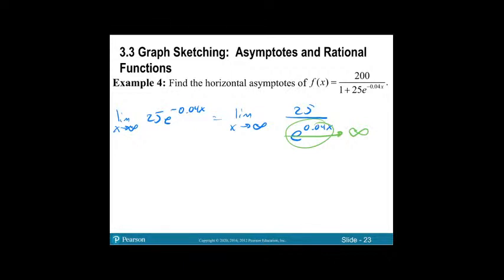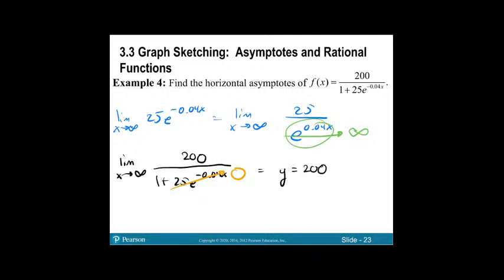Let me go back to the original. If we consider the limit as x goes off to infinity, you have 1 plus 25 e to the negative 0.04x under 200. This term essentially goes to 0 because of that negative exponent. So as x goes off to the far right, we should get y equals 200. That should be our horizontal asymptote. Okay, let's see how we do.